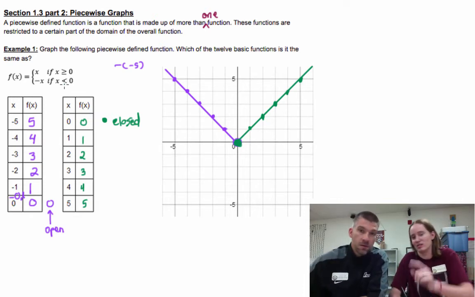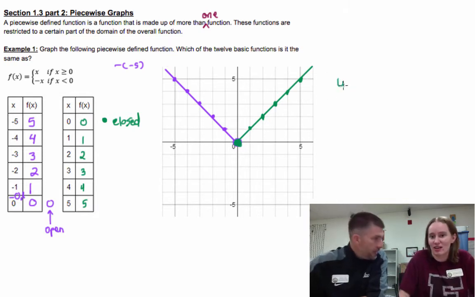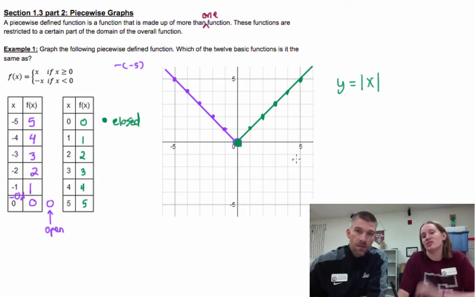And that's it. Actually, did you already say it asks us that? Which of the 12 basic functions is it the same as? Son of a gun! I've got to start reading these things. I know, right? This is the same as just if we had written one function, y equals the absolute value of x. Rarely does that happen, though.